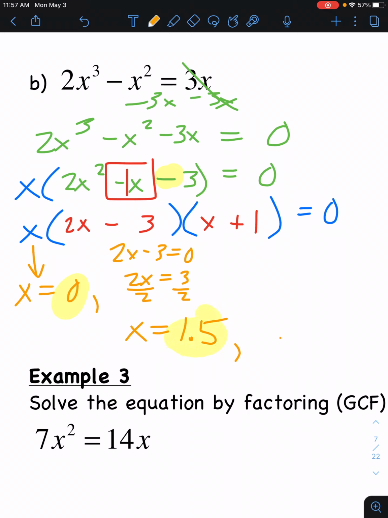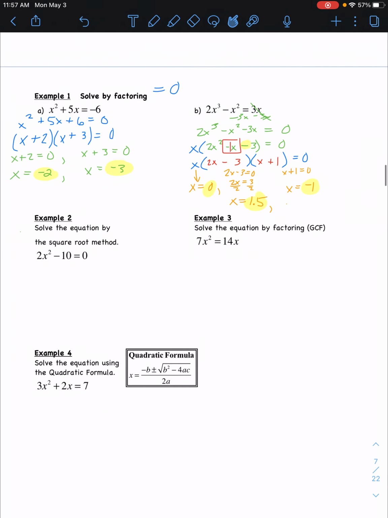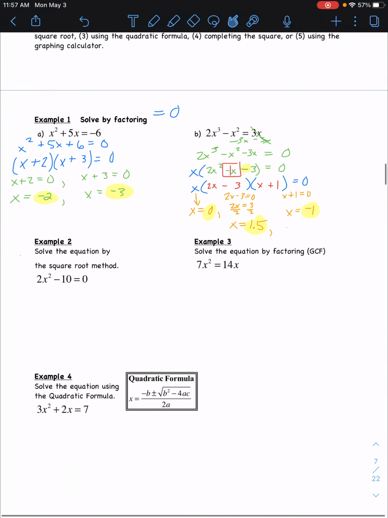And then the third one, x plus 1 equals 0. Subtract 1 from both sides, and you get x is negative 1. So there's your 3 answers. Yes, that was very challenging. That's as tough as this section is going to get. Just make sure, if you can't get that hard stuff down, don't sweat it too much. Just make sure you're getting the easier stuff down first.